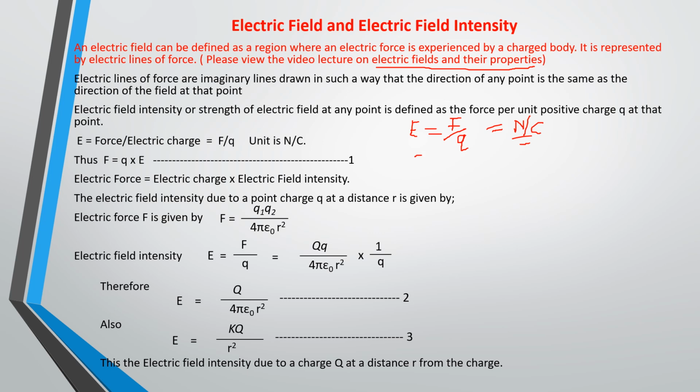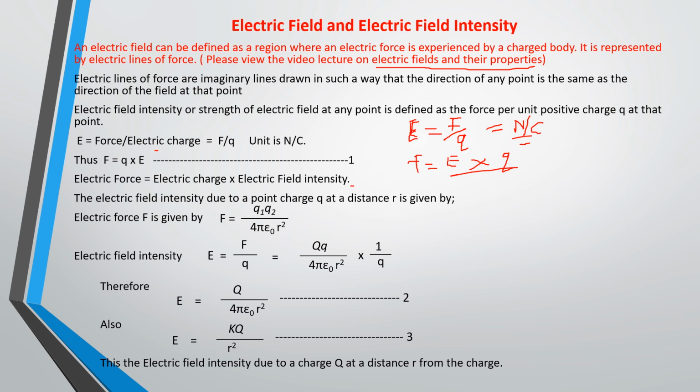Now this equation can also be written as force is equal to electric field intensity times the unit charge. So electric force equals electric charge multiplied by electric field intensity. But remember that the electric field intensity due to a point charge Q at a distance r is given by the electric force divided by the point charge.